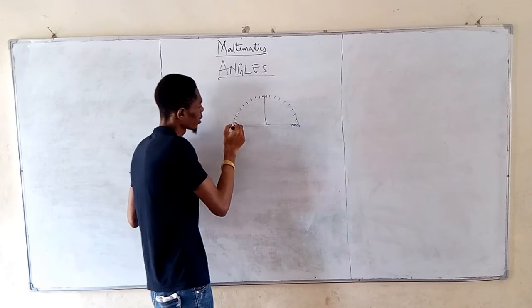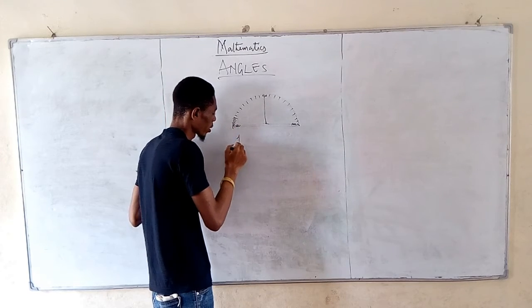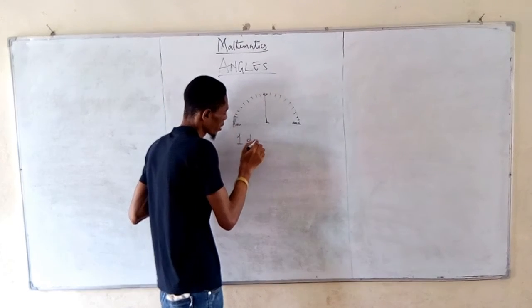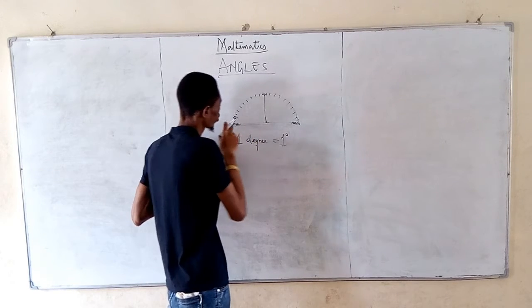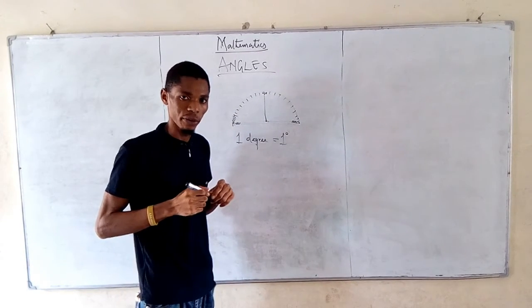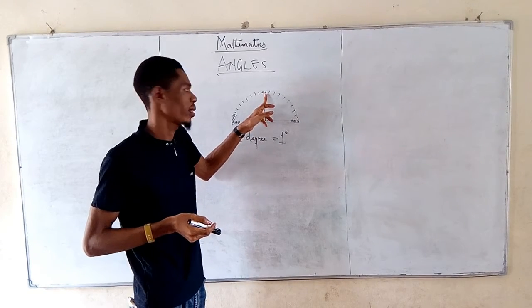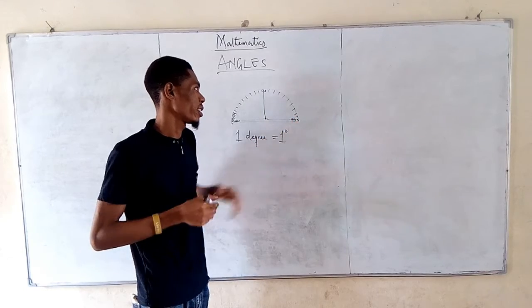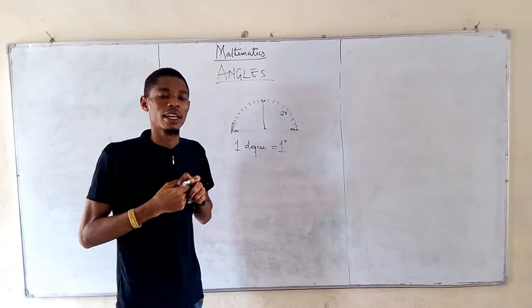Each of these lines on the protractor depicts 1 degree. So when your angle is at 90, it is called 90 degrees. When it's at 180, it is called 180 degrees. When it's somewhere here, let's assume there is 120, it is at 120 degrees.